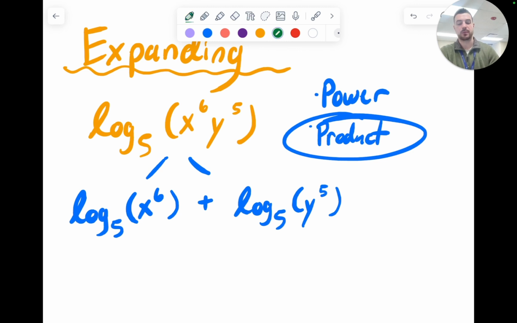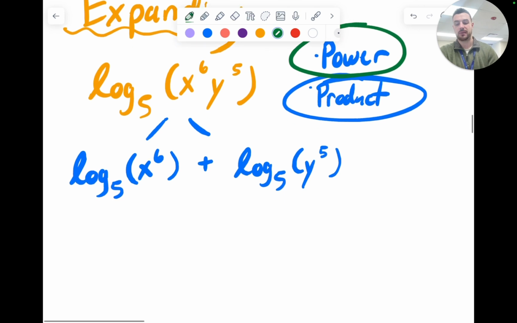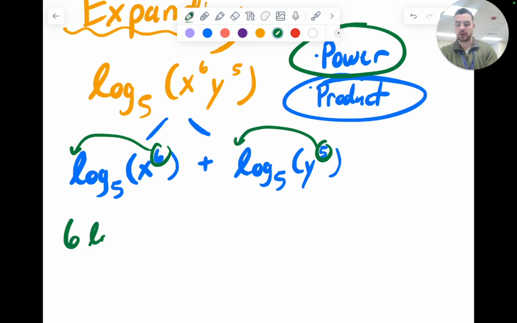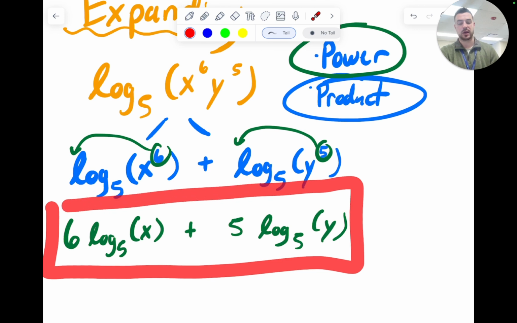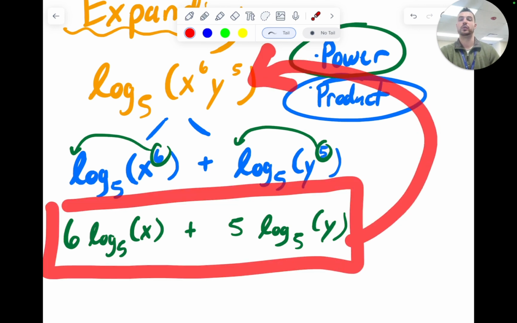Next, I'm going to use my power property. I'm going to take my exponents and put them in front of my logs: 6 times log base 5 of x plus 5 times log base 5 of y. Now, to make sure we're done, we take a look at these arguments, and there's not really anything on the inside that can be simplified any further. There are no more properties for us to use. This is the fully expanded version of our original expression.